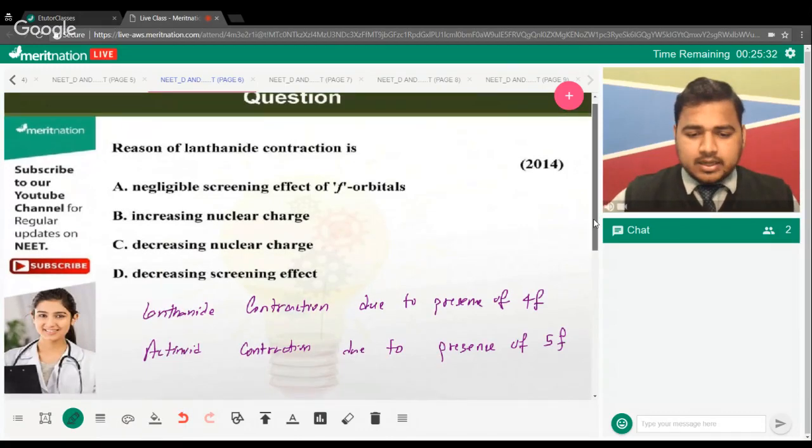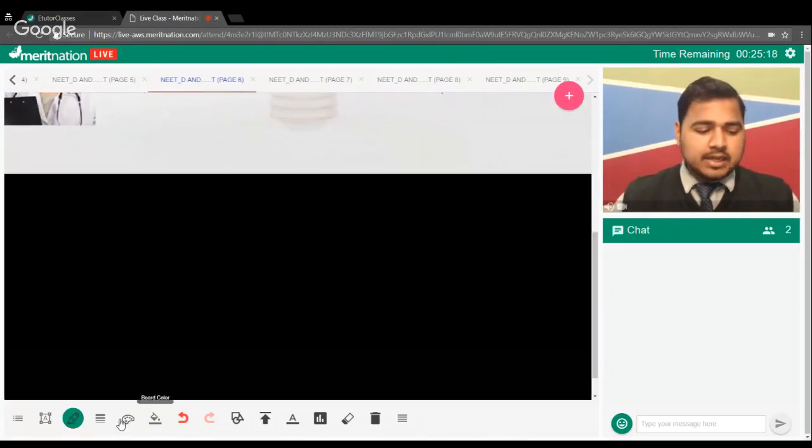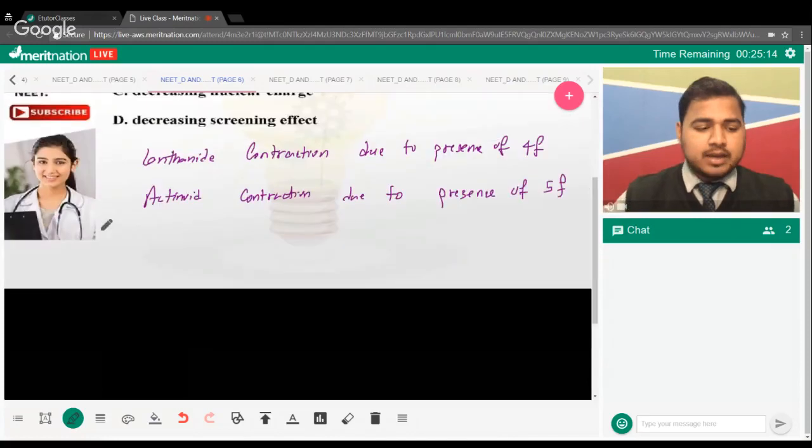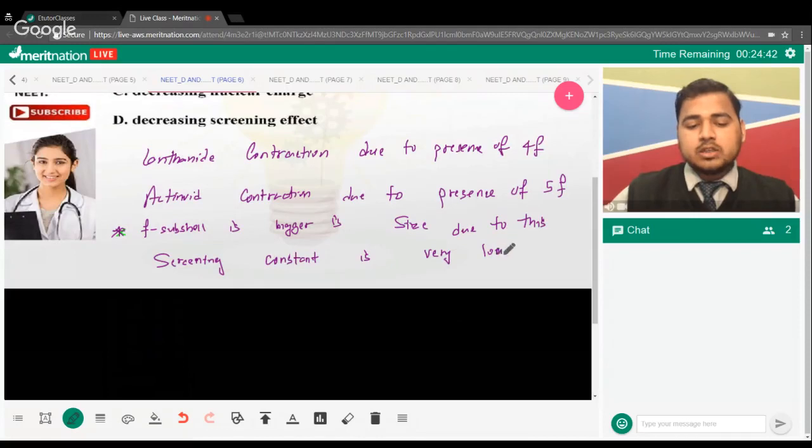Let's talk about the lanthanide contraction answer. We will do the comparison later on. First understand what is the meaning of lanthanide contraction, so step by step you will understand each and every point. So what happens, students? F subshell is bigger in size. Due to this, the screening constant is very low, or screening effect is very low.